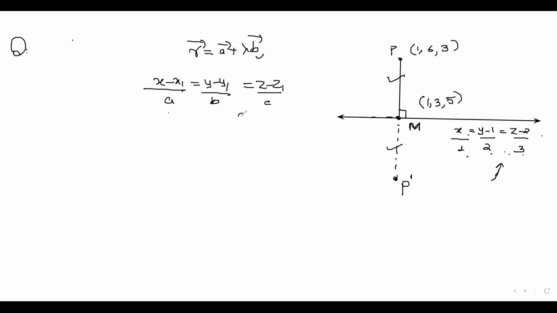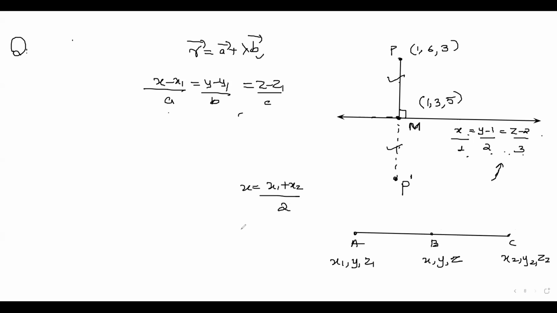I was explaining this point, P dash. Now this distance and this distance are same. So can we say that M is the midpoint of P, P dash? Yes, you can say like that. So what is the midpoint formula? Suppose you have a point (x1, y1, z1) and this is (x2, y2, z2). The midpoint is (x1 plus x2, y1 plus y2, z1 plus z2) by 2. So x is equal to (x1 plus x2) by 2, y is equal to (y1 plus y2) by 2, z is equal to (z1 plus z2) by 2. Clear? Yes, clear.